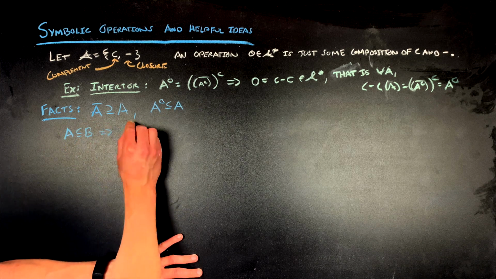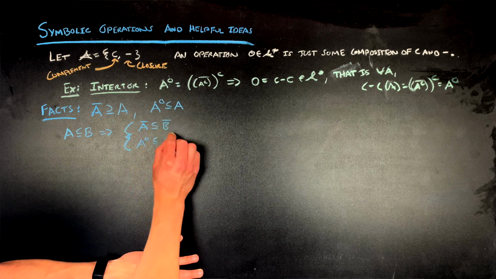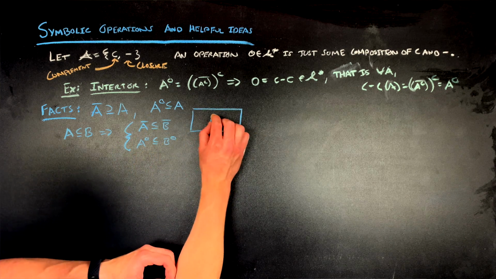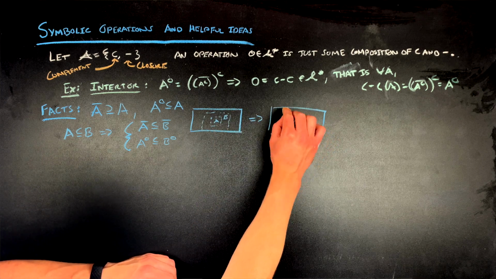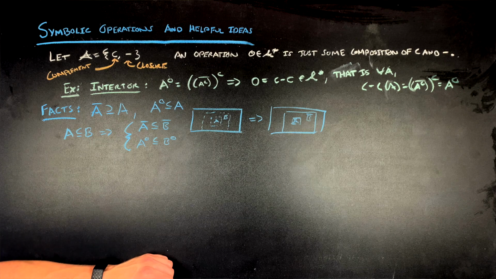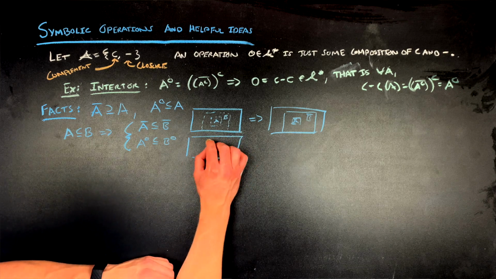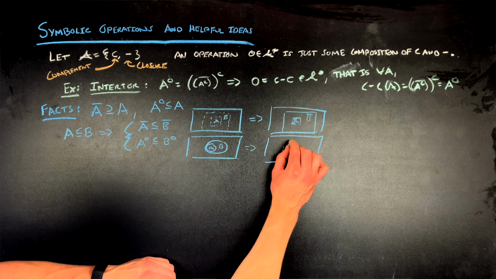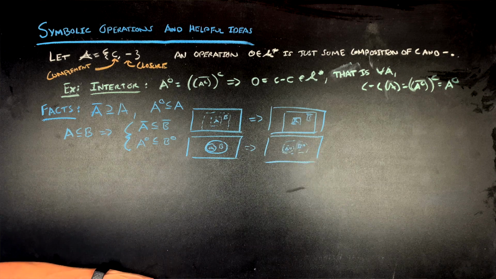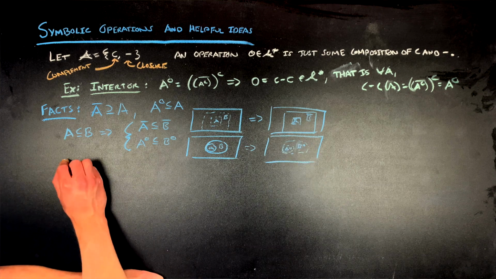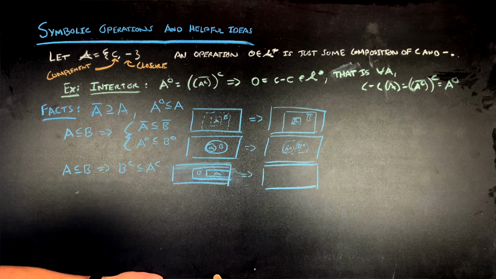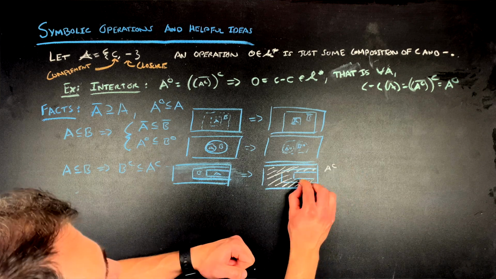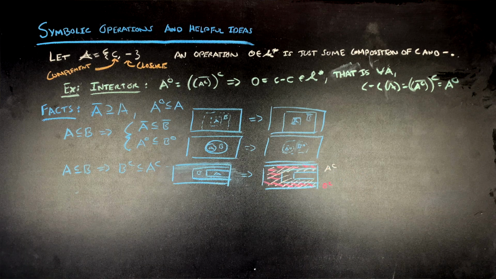The closure and interior operations are what we call isotonic operations, which is just a fancy math word for saying that if you have two sets, one contained in the other, then the closure and interior operations respect that containment. So if A is a subset of B, then the closure of A will be a subset of the closure of B. If a set is contained in another set, the complement flips that containment. So if A is a subset of B, then A complement is a superset of B complement.